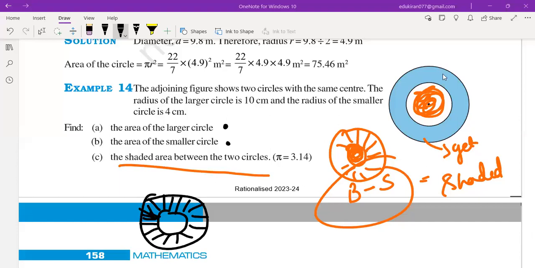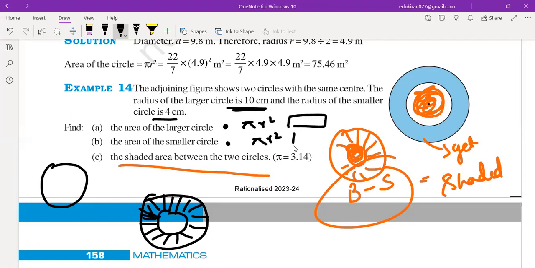Basically what we did, for example, this is a circle, right? So this is the bigger circle. For the bigger circle, the radius is 10 centimeters, and for the smaller circle, the radius is 4 centimeters. If you have the radius, you can use pi r square, both you got, right? Area you will get for this as well as for this.